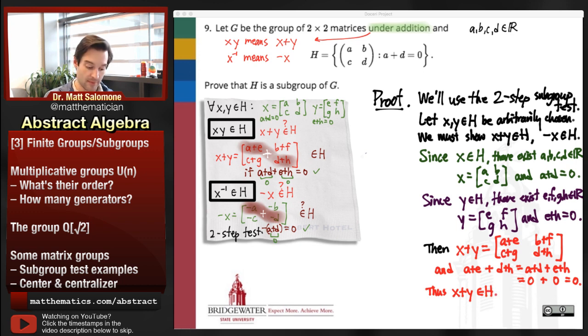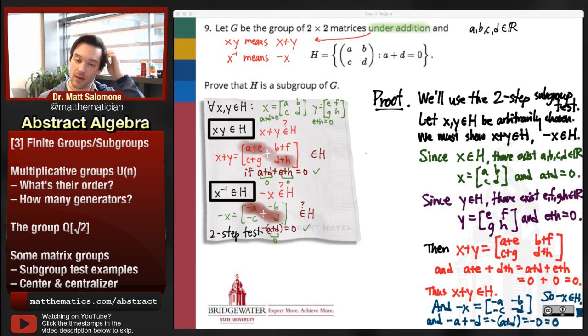And then similarly, minus x is equal to the matrix minus a, minus b, minus c, minus d, and minus a added to minus d is minus the quantity a plus d, which equals minus 0, which is equal to 0. So minus x belongs to H. And that meets my burden of proof, and we're done.